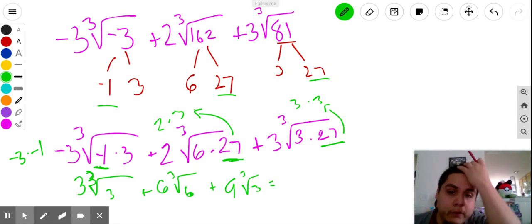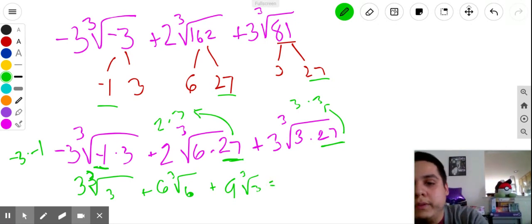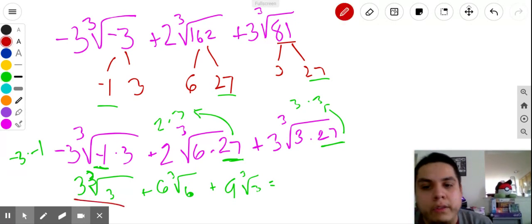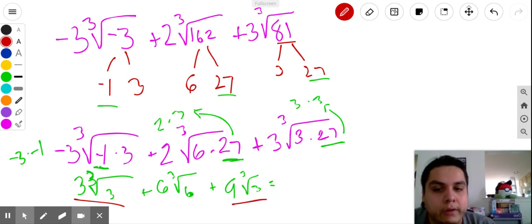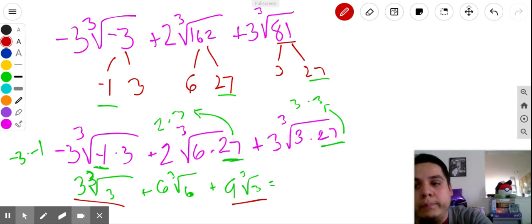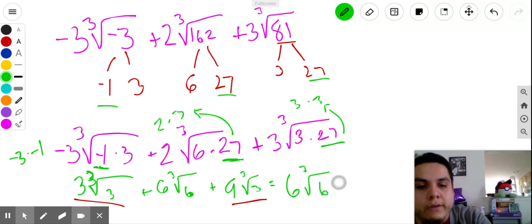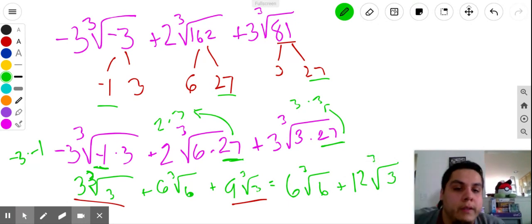And so from here, I would go ahead and combine my like terms. The only two like terms I have are the 3 cube root of 3 and the 9 cube root of 3. So altogether, I can say I have 6 times the cube root of 6 plus 12 times the cube root of 3. And that's all I could do to add because the 162 doesn't allow me to do so. So that's pretty much it for this video.